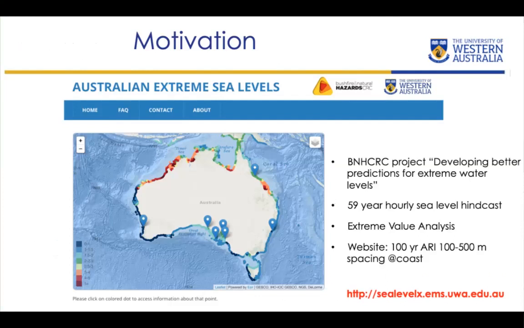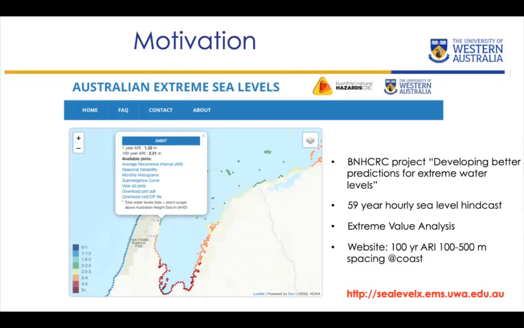This is motivated through a federally funded project we did to develop a consistent estimate of extreme sea levels around the coast of Australia using a hydrodynamic model. This resulted in a 59-year hindcast of water levels on which we calculated extreme values and made a website where the information could be accessed by the public. That's that red URL on the bottom there.